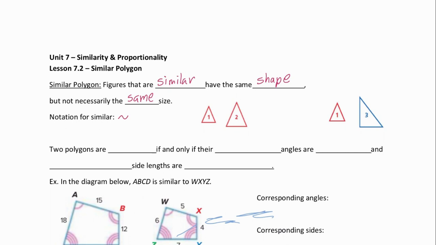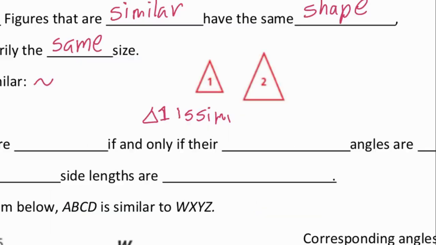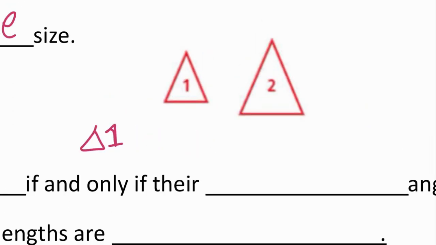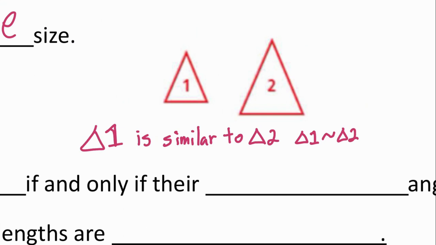If we're looking at this first picture, we see two triangles here. We would say that triangle 1 is similar to triangle 2. So the proper notation for that would be triangle 1, using that little similarity symbol, to triangle 2. We see that because these have the same general shape, but they're not the same size. Triangle 1 is definitely smaller than triangle 2.